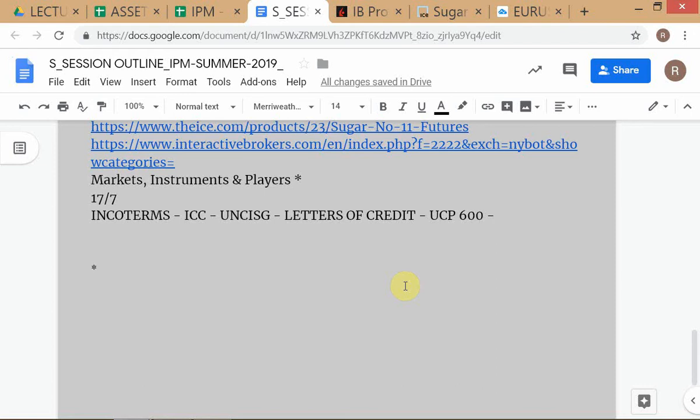Okay, so UCP 600 is just the latest version of the documentation that governs this entire intricate process of letters of credit. Somebody's going to open a letter of credit, some bank is going to confirm it, another beneficiary, advising bank, confirming bank. It is high technical jargon.